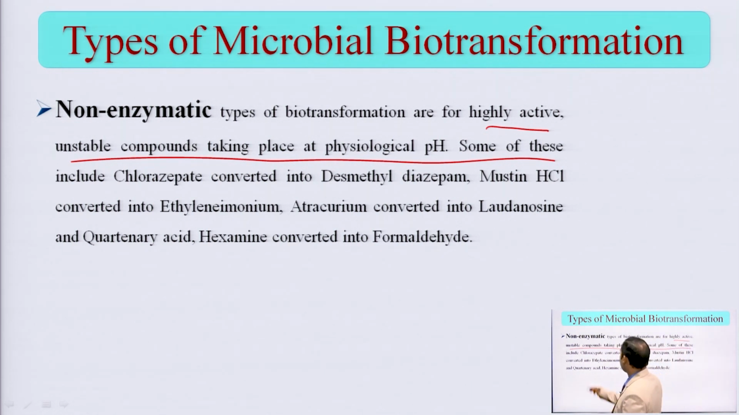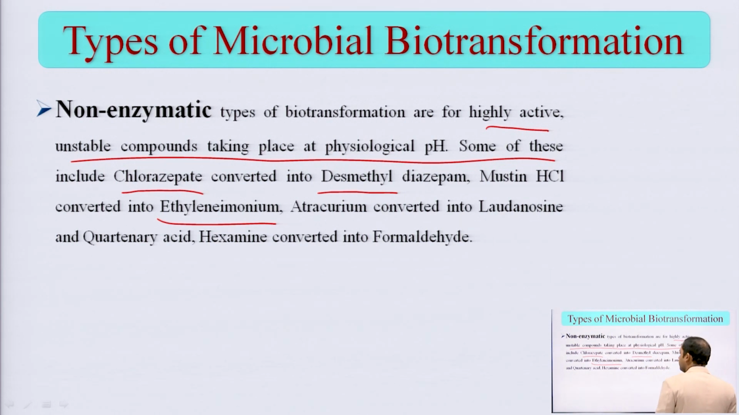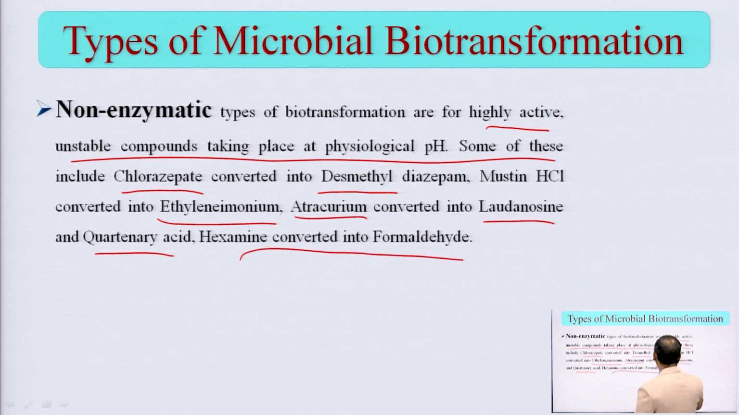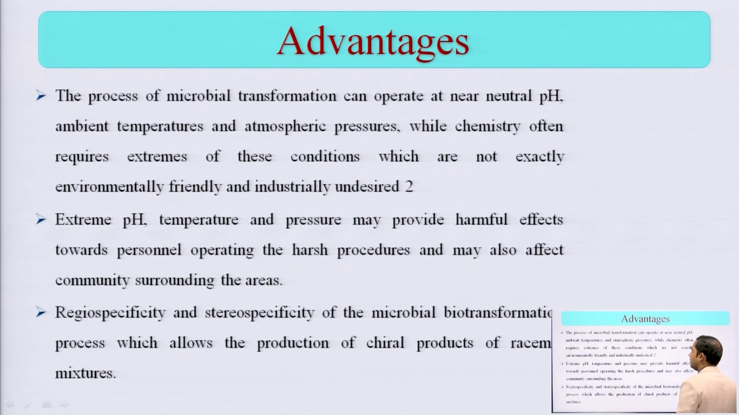Some of these include, like, clorazepate converted into desmethyldiazepam, or mustine HCl converted into ethyl immonium, or atracurium converted into laudanosine or quaternary acid. Hexamethylenetetramine, or hexamine, is also converted into formaldehyde. These are a few examples of non-enzymatic biotransformation. Here it is actually happening due to the physiological pH. Okay. You should remember these things.